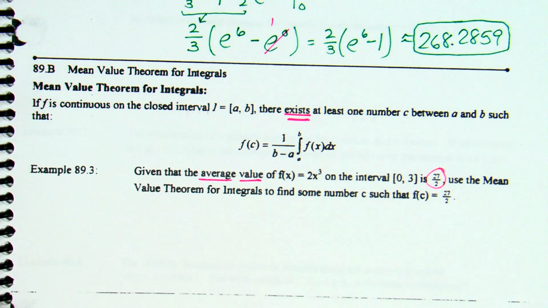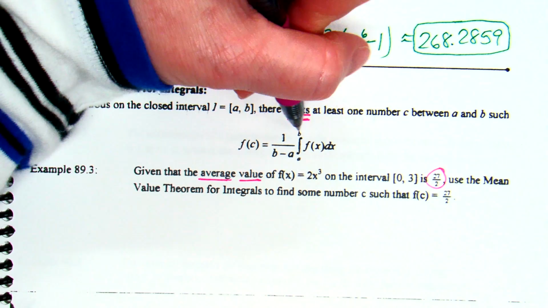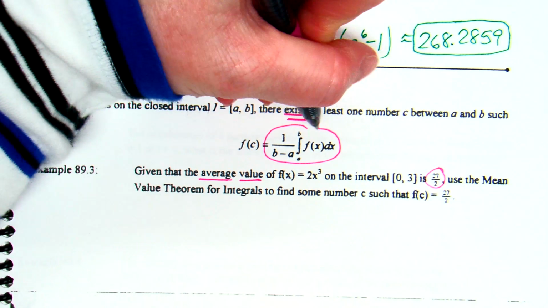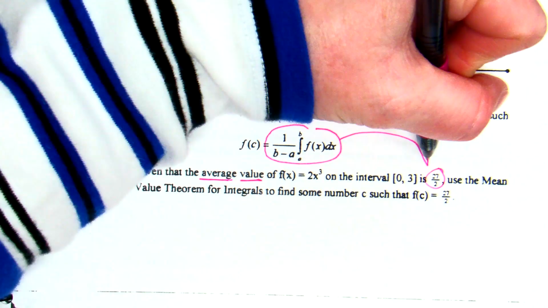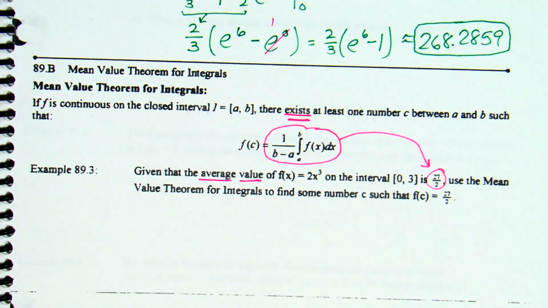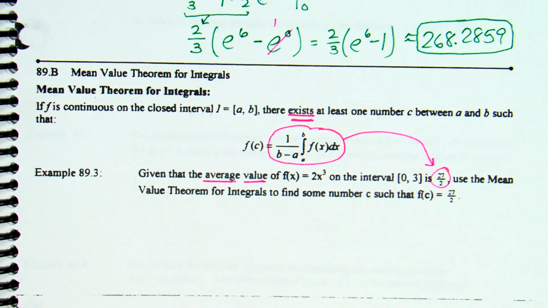So what is this 27 halves? It is the same, the average value, the thing we've been solving for. They're saying that right there is 27 halves. It is the average value. So what am I supposed to do? Okay, hold on. You're supposed to find c. The question says, use the mean value theorem for integrals to find some number c such that f of c equals 27 halves. So we're trying to find a value c where they're going to equal each other.